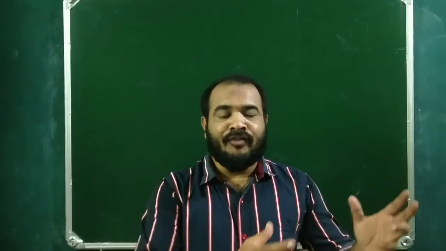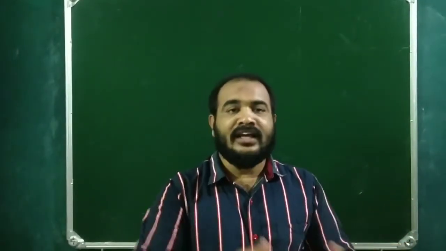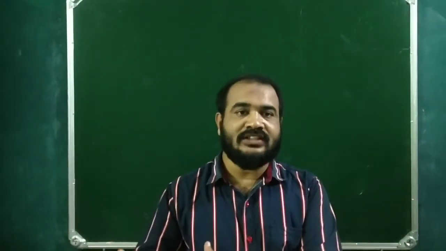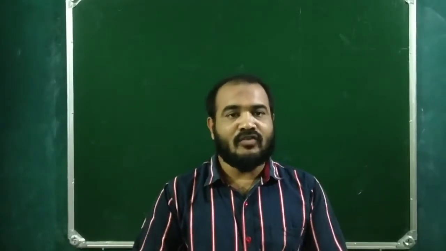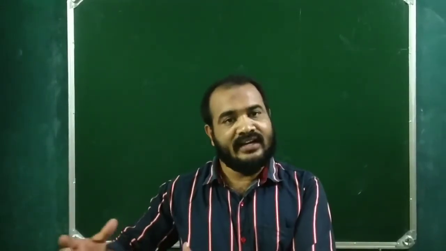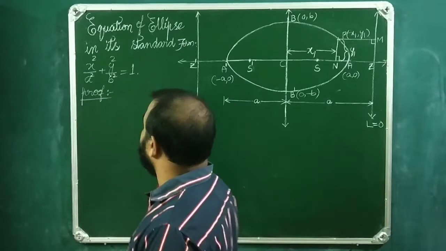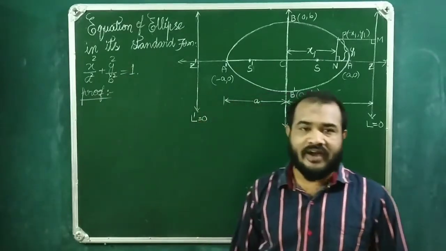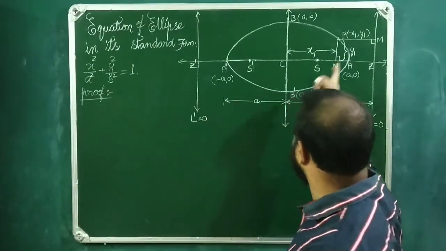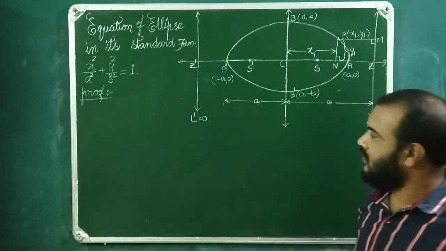Now we will derive the equation of the ellipse, which is x square by a square plus y square by b square is equals to 1 in its standard form. Let us derive the equation of the ellipse in its standard form. So this is the diagram for the ellipse.